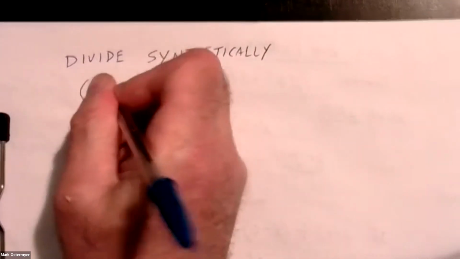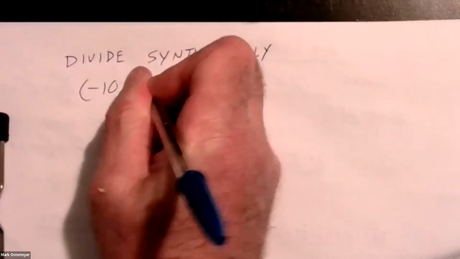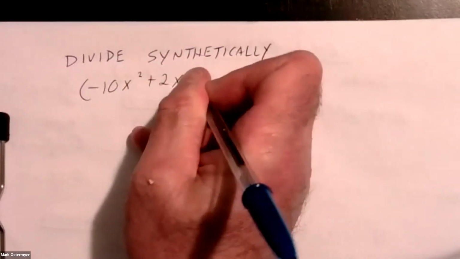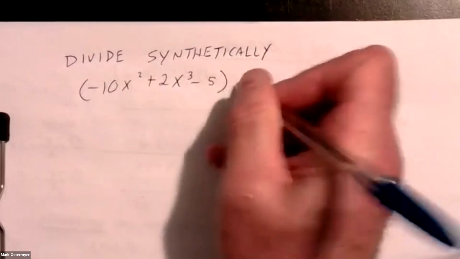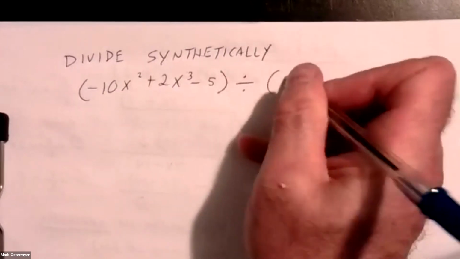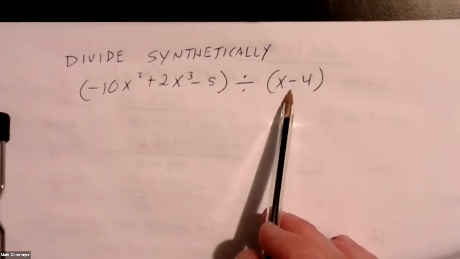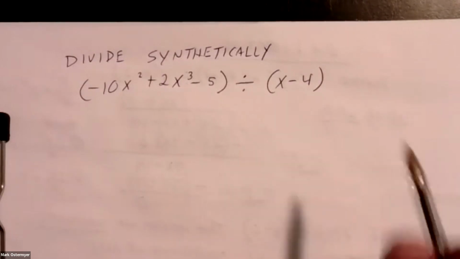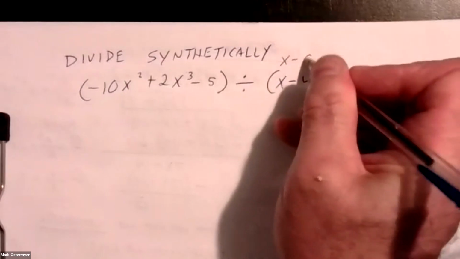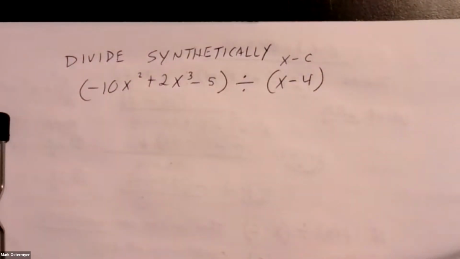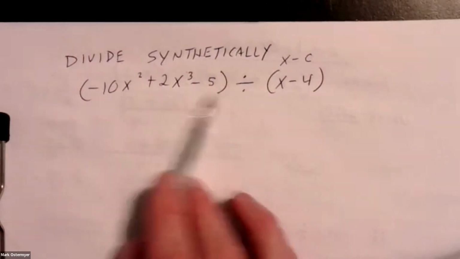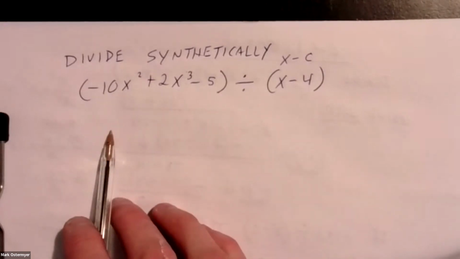I'm going to take negative 10x squared plus 2x cubed minus 5, and I'm going to divide it by x minus 4. Is this a candidate for synthetic division? Is my divisor of the proper form? It sure looks like it. It's of the form x minus c, okay? My dividend's all messed up, though. It's not in descending order. All right, we're going to have to fix that.